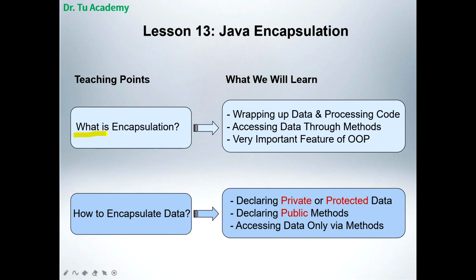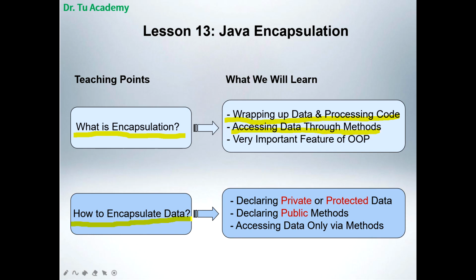So what is encapsulation? Encapsulation means we encapsulate data and code to process the data. So it's wrapping up data and its processing code. We put the processing code in the method and we access those data only through the methods.